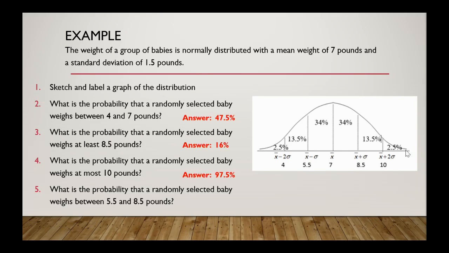Lastly, what is the probability that a randomly selected baby weighs between 5.5 and 8.5 pounds? So looking at this graph, I see 5.5 and 8.5 pounds. The probability that my baby lies between these two weights would be the sum of 34% and 34%, which we said earlier, 68% lie within one standard deviation away from the mean. So using our normal distribution graph, we can answer a bunch of different probability questions, and that's how that works.